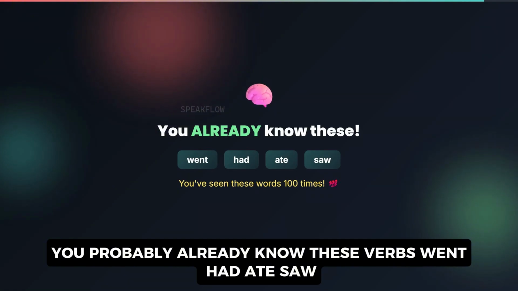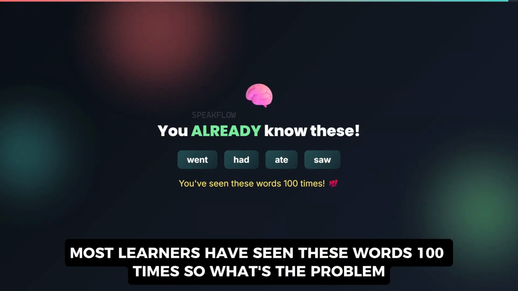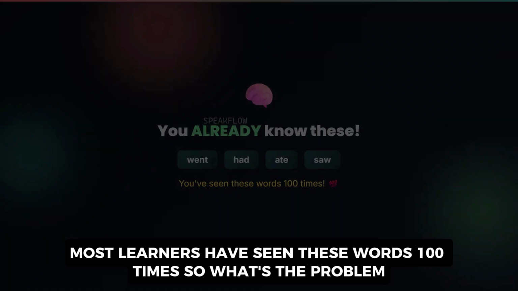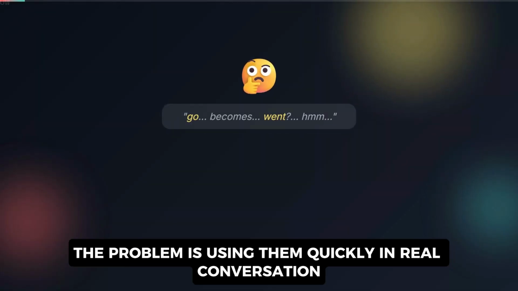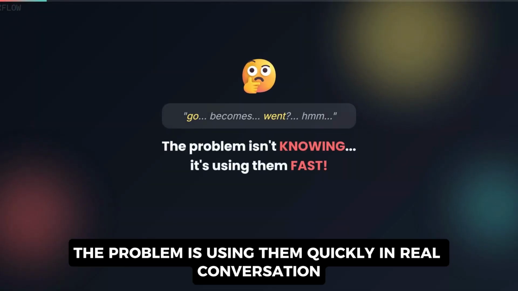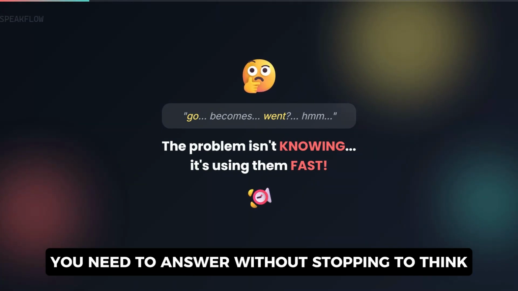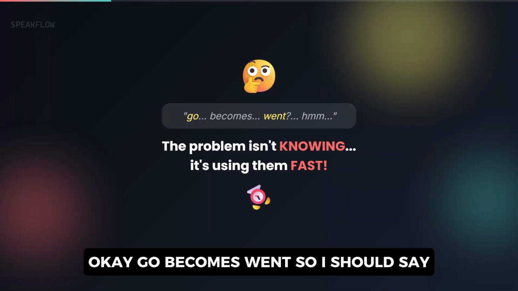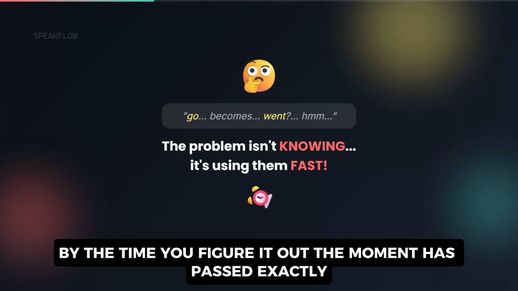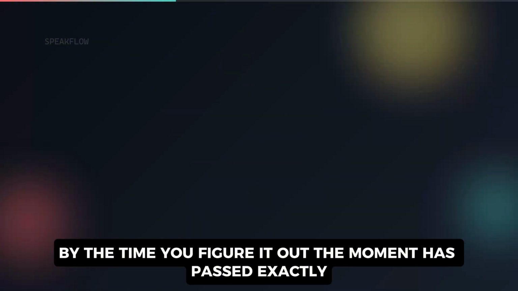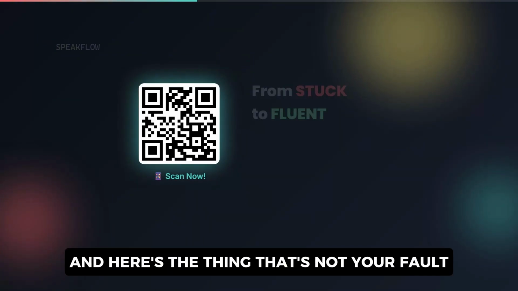Went, had, ate, saw. Most learners have seen these words 100 times. So what's the problem? The problem is using them quickly, in real conversation. When someone asks, what did you do yesterday? You need to answer without stopping to think, okay, go becomes went, so I should say... By the time you figure it out, the moment has passed. Exactly. And here's the thing, that's not your fault.